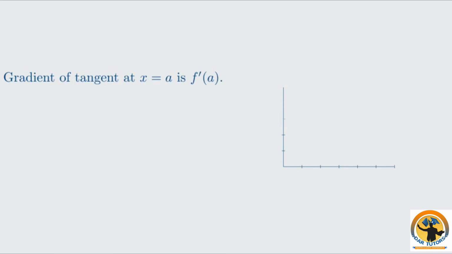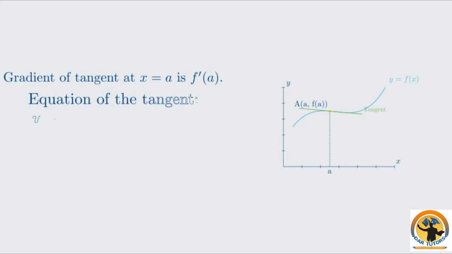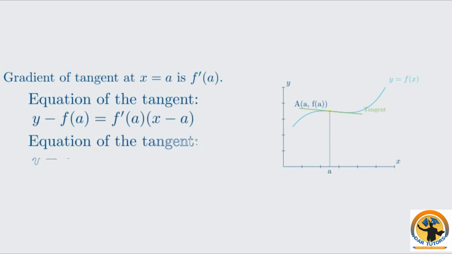The key idea is that the gradient of the tangent line at a point is given by the derivative of the function at that point. So, if we have a curve y equals f of x, and we want the tangent at a point with x coordinate a, the gradient of that tangent is f prime of a. Using the point gradient form of a straight line, the equation of the tangent is y minus f of a equals f prime of a times the quantity x minus a. This can also be written as y equals f prime of a times x minus a plus f of a. This formula is crucial for finding tangent equations.